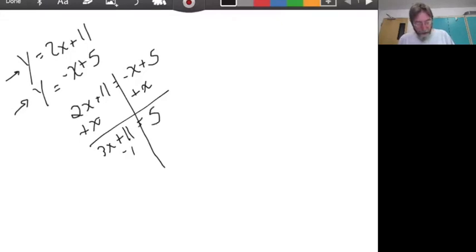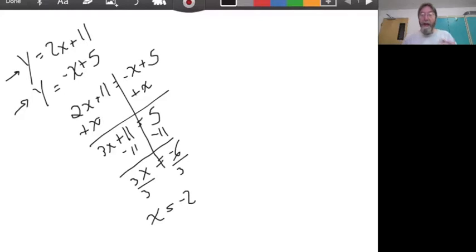Solve by subtracting 11. We have 3x equals negative 6. We divide by 3. And we get x is equal to negative 2. Now, it feels like we're done, but we're not. What we have now is we know that the x value of our ordered pair is negative 2. Now, we still have to figure out what our y value is.